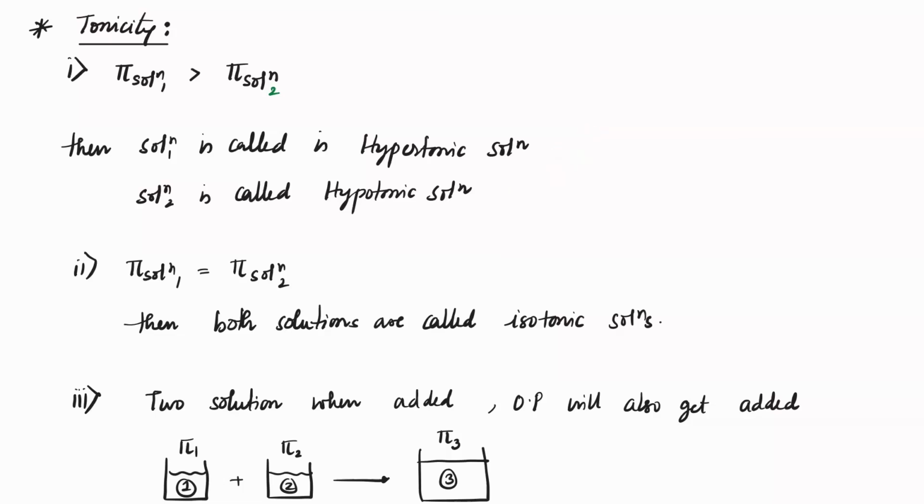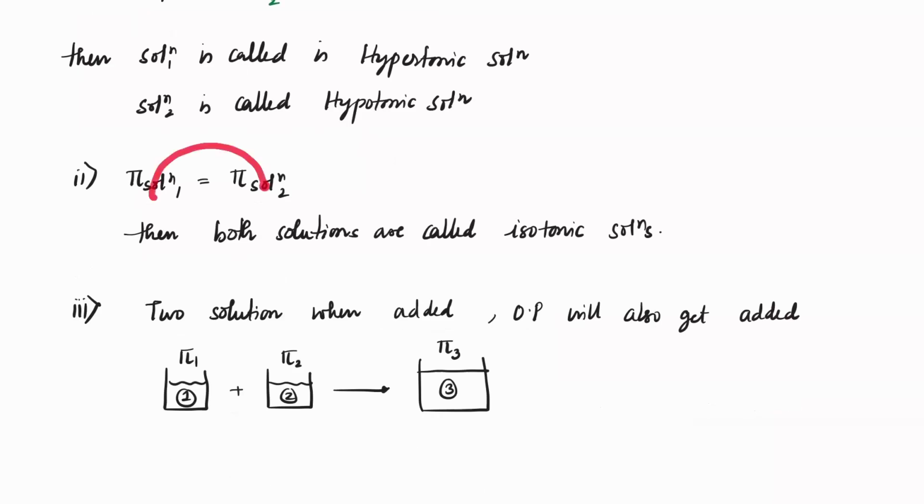But if you have two solutions of two different solutes, let's say this is formed due to urea, this is formed due to glucose, but both their osmotic pressures are equal. In that case, we say these two solutions are isotonic solutions. These two are called isotonic solutions.